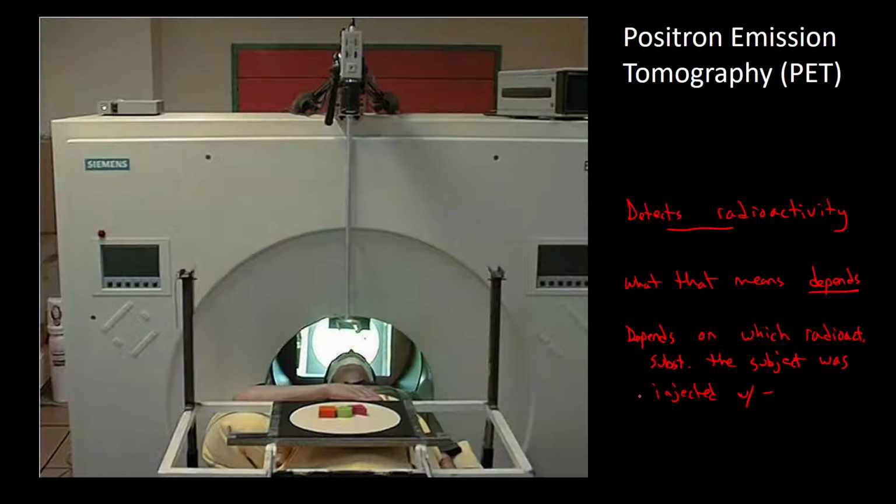Okay? So all we're doing with PET is detecting radiation. That's it. Okay? Don't forget that. We're detecting radiation. What that means, our interpretation of it, depends on what we're injecting with. So I'm going to talk about one very common set of experiments that were more common before fMRI, actually.